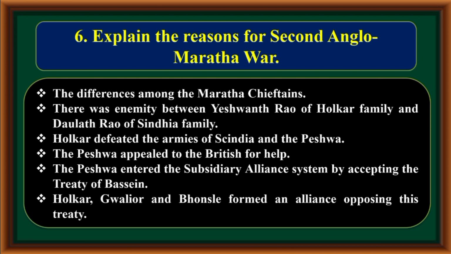The Peshwa appealed to the British for help. The Peshwa entered the Subsidiary Alliance system by accepting the Treaty of Bassein. Holkar, Gwalior and Bhonsle formed an alliance opposing this treaty.